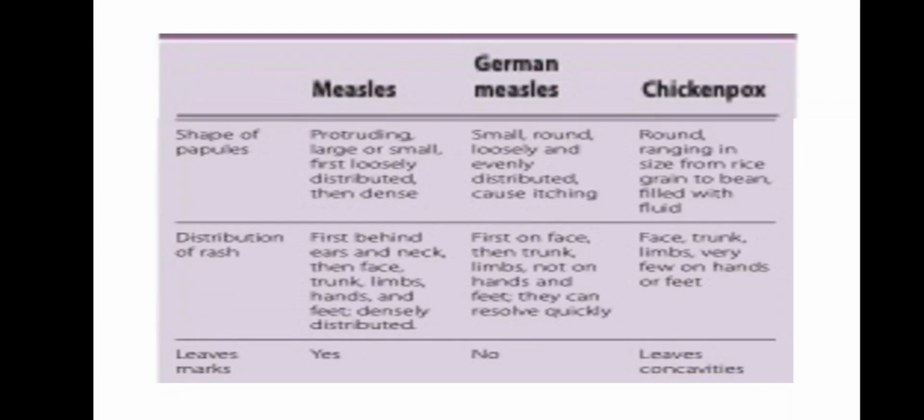The distribution of rash for measles will be first behind the ears and neck, then the face, trunk, limbs, hands, and feet, and it will be densely distributed. For German measles, it will first be on the face, then the trunk, the limbs, but not on the hands and feet, and they can resolve pretty quickly. For chickenpox, it will be on the face, trunk, limbs, and very few on the hands and feet.